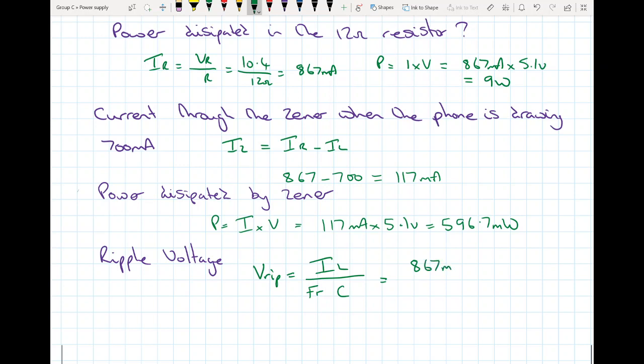So we said that the whole of our regulator is 867 milliamps. I've got 100 hertz ripple and a 4,700 microfarad capacitor, which gives us 1.85 volts of ripple.